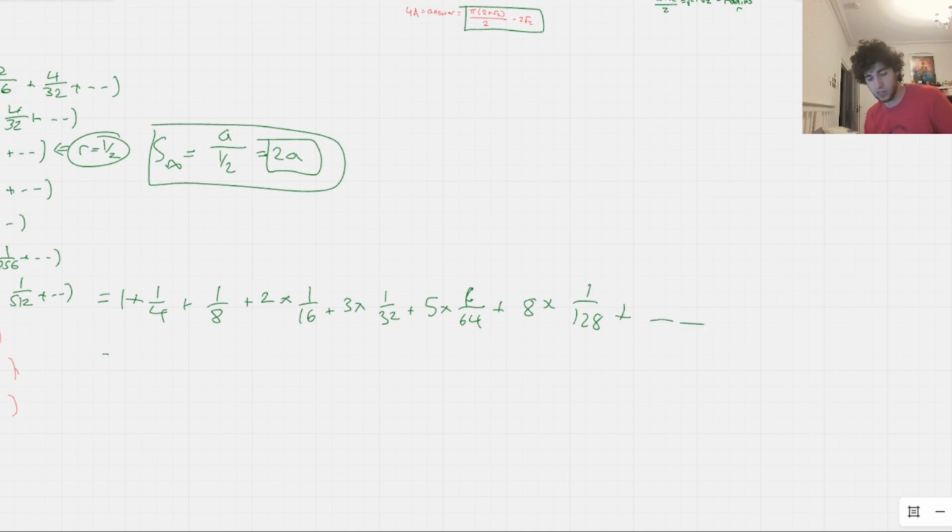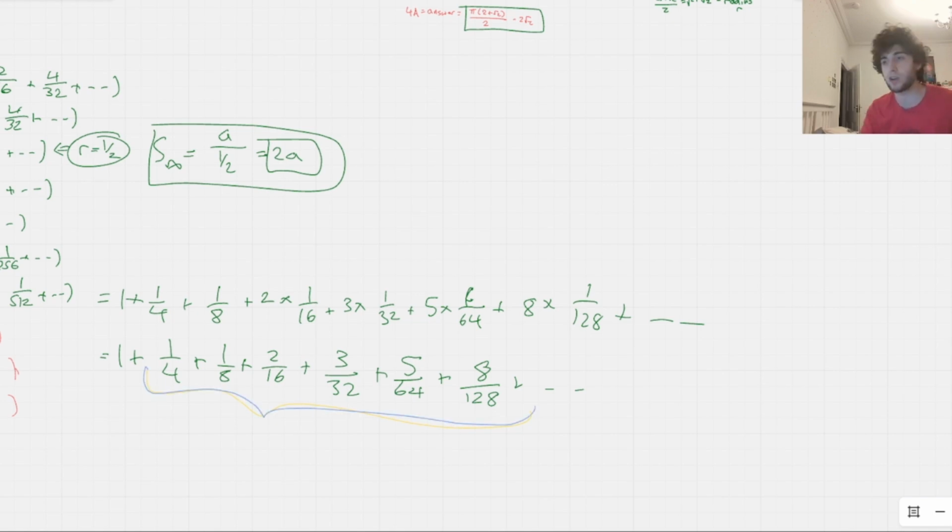If we look at what this is giving us, we have 1 plus a quarter, plus an eighth, plus 2 sixteenths, plus 3 over 32, plus 5 over 64, plus 8 over 128, and so on and so forth. Now, this is the point when you need to look at this tail and ask, what actually is this? This is really crucial. If you don't see this, then you're kind of lost.